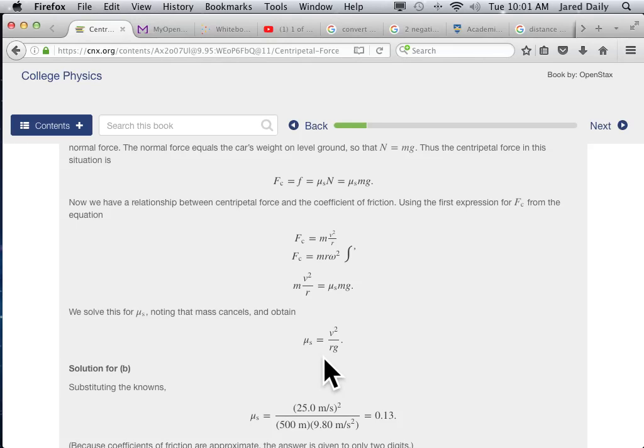The only thing that really matters is the speed of the car and the radius of the turn. Nothing else matters unless you're on a different planet where g might change, right? So this is really great for highway makers. All they have to do is know the speed that you're going to take these turns at and the radius of the turns, and they can design the road properly.